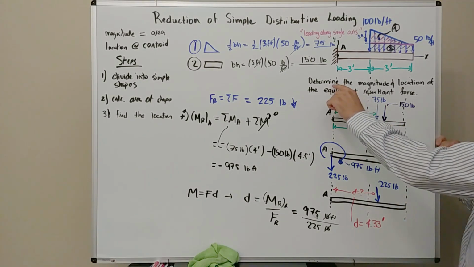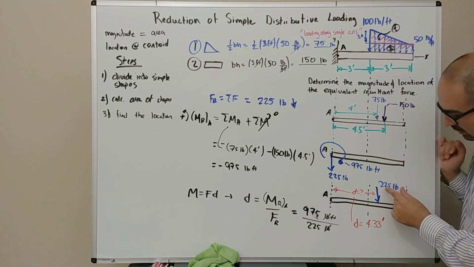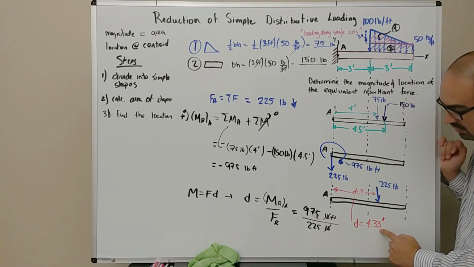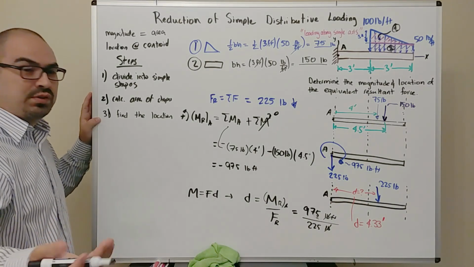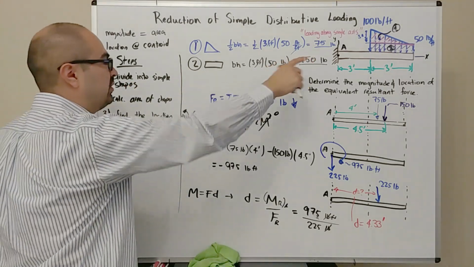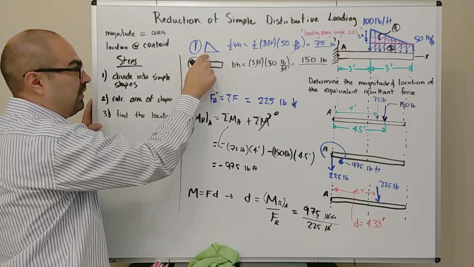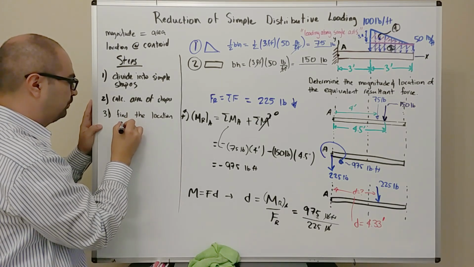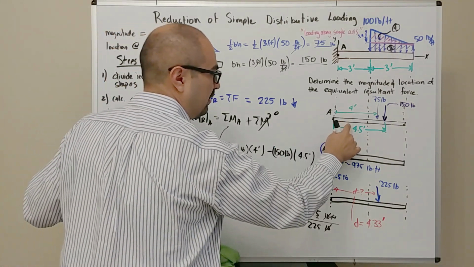So again, now we've determined the magnitude and location of the equivalent resultant force. Again, that resultant force is 225, and the location is 4.33 feet to the right of point A over here. So to complete the steps that I took: first, we divided the distributed load into simple shapes. We calculated the area of each of the simple shapes. We found the location of the centroid for each of the simple shapes.